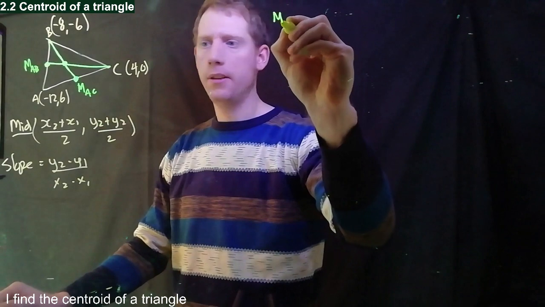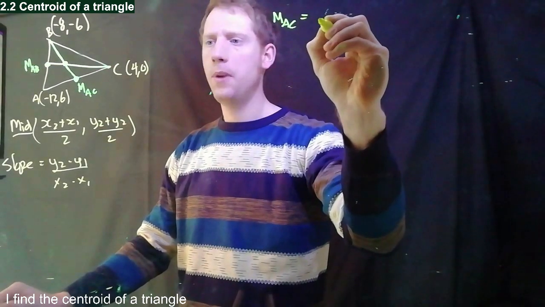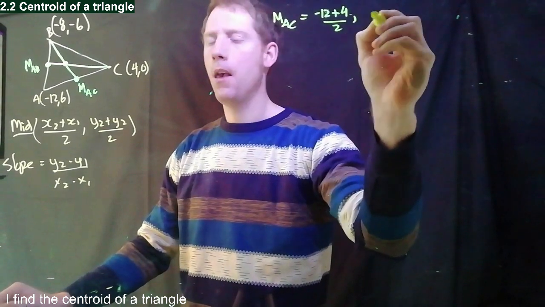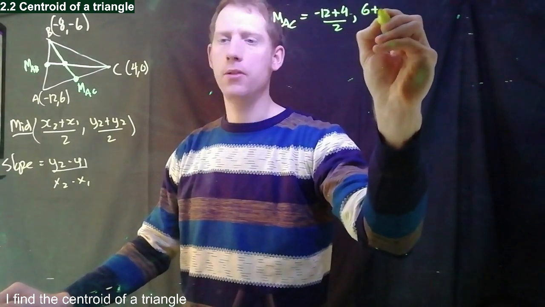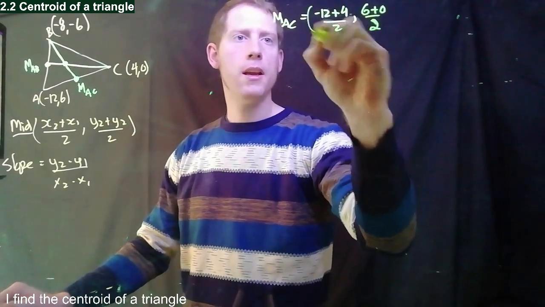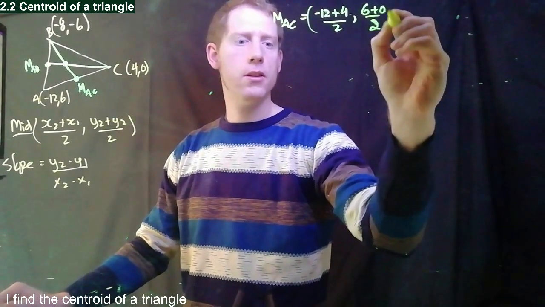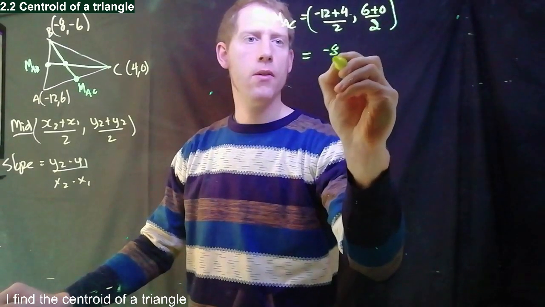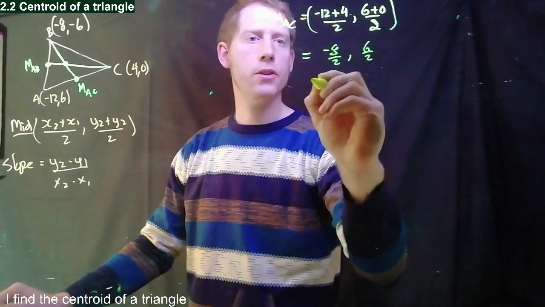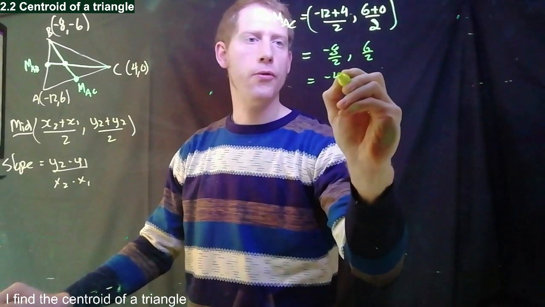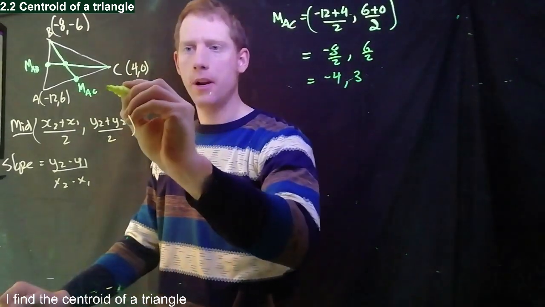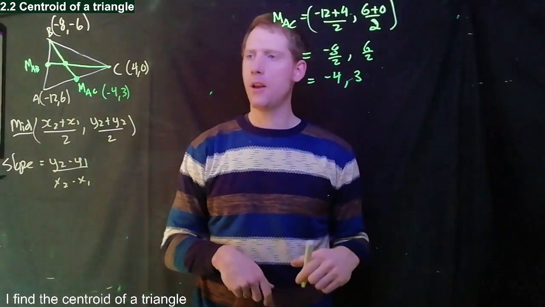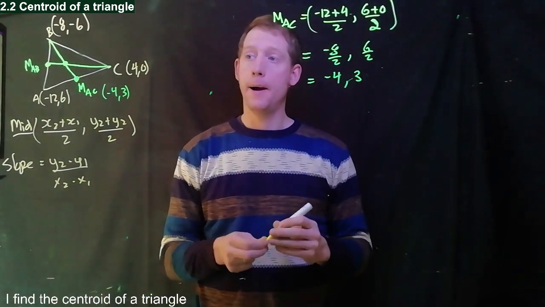Right here we have midpoint AC. It's going to be equal to the average, so adding up your x values and dividing by 2, and adding up your y values and dividing by 2. We're going to have negative 8 over 2 and 6 over 2, so negative 4, and that's this location right here, negative 4, 3. That's the midpoint.